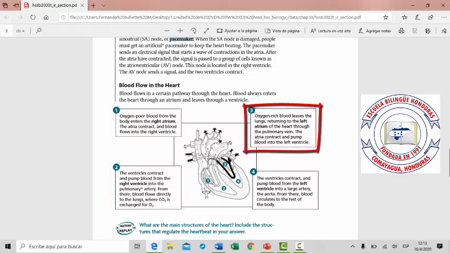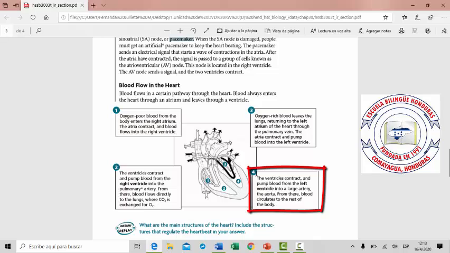Then step number 3, remember guys, in the pathway of blood through the heart: the oxygen-rich blood leaves the lungs, returning to the left atrium of the heart through the pulmonary vein. And the last step of the pathway through the heart is that the ventricles contract and pump blood from the left ventricle into a large artery.